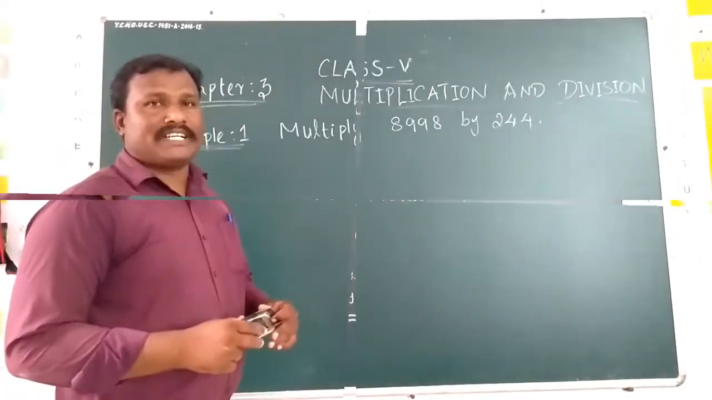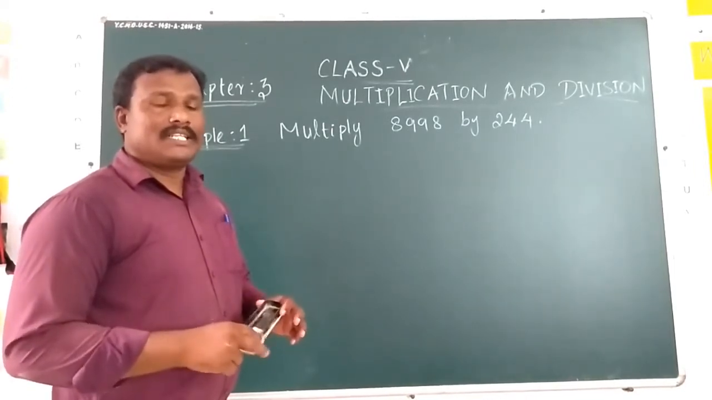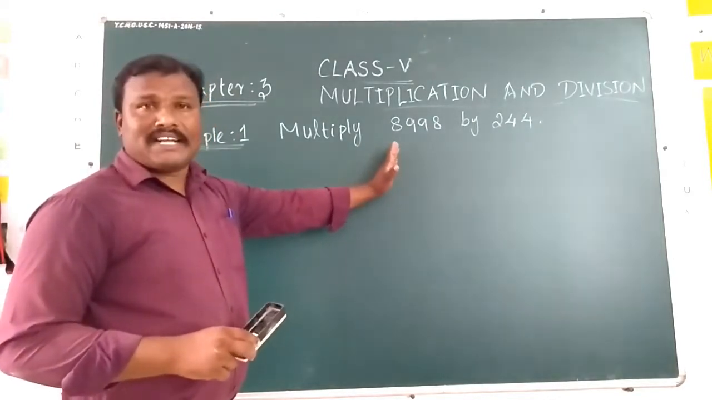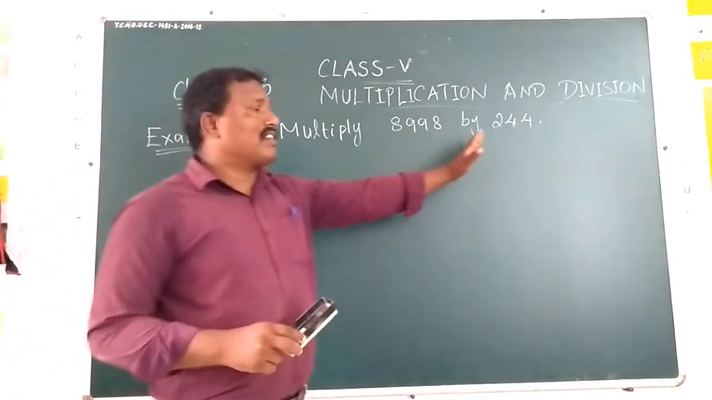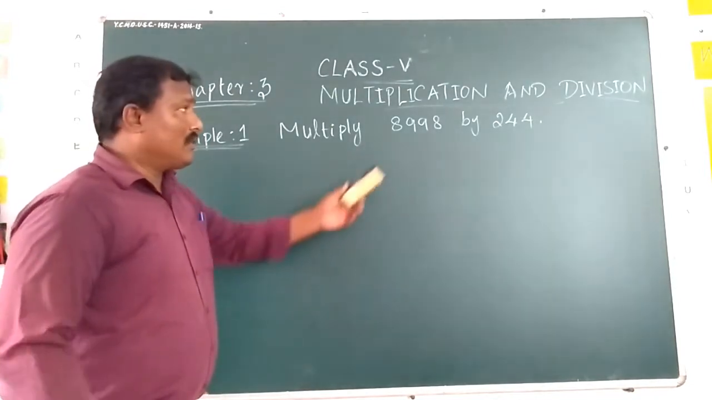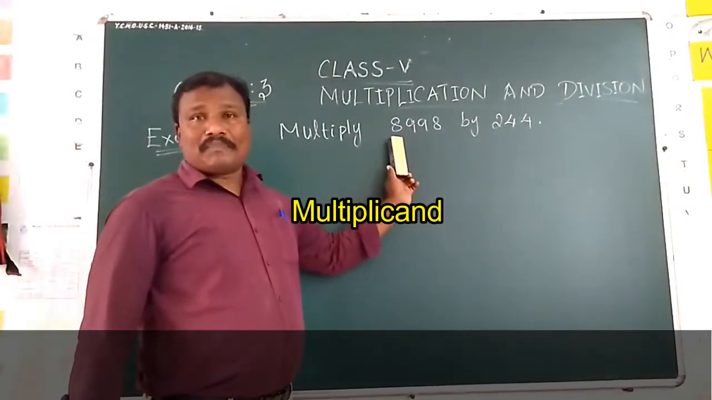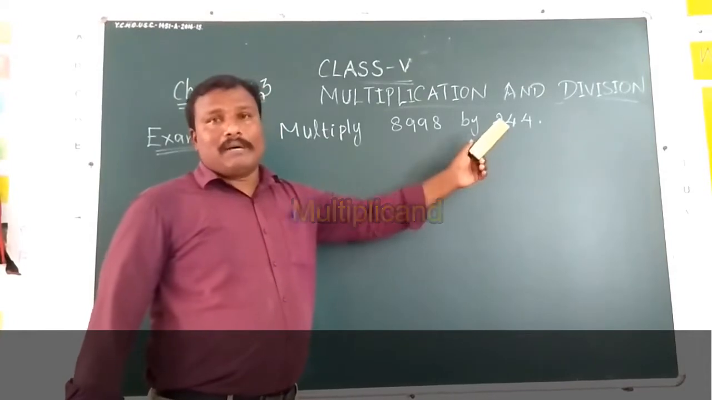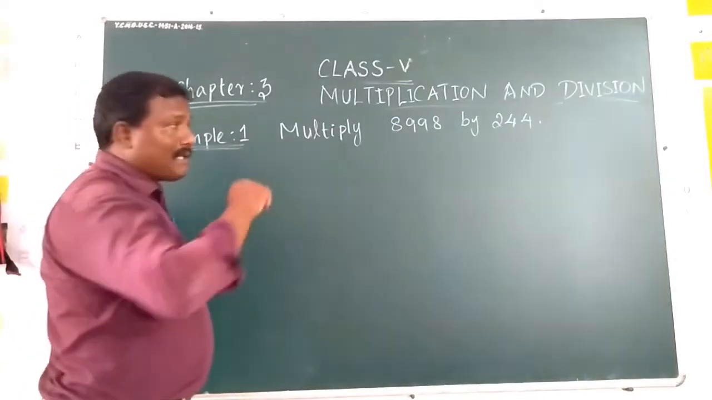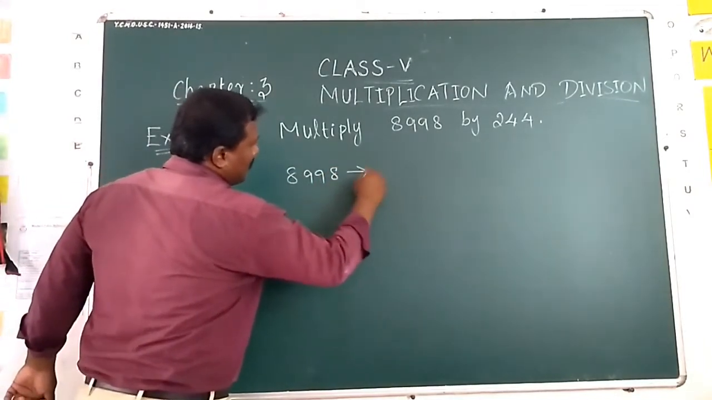Okay. Some important terms about multiplication sums: we should know which is the multiplicand, which is the multiplier, and what is the product. The number that is multiplied by another number we call the multiplicand. The multiplying number we call the multiplier. Finally the result we get, we call the product. So in this example, 8,998 is the multiplicand, 244 is the multiplier. Now we want to find the product. For your understanding, I will write here: 8998 is the multiplicand.